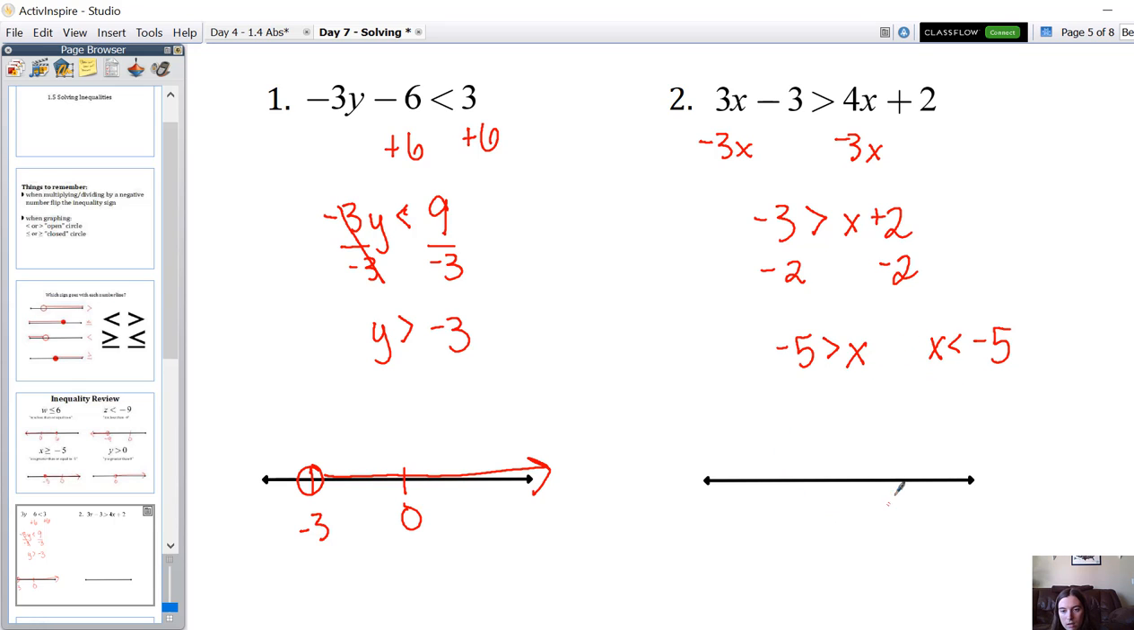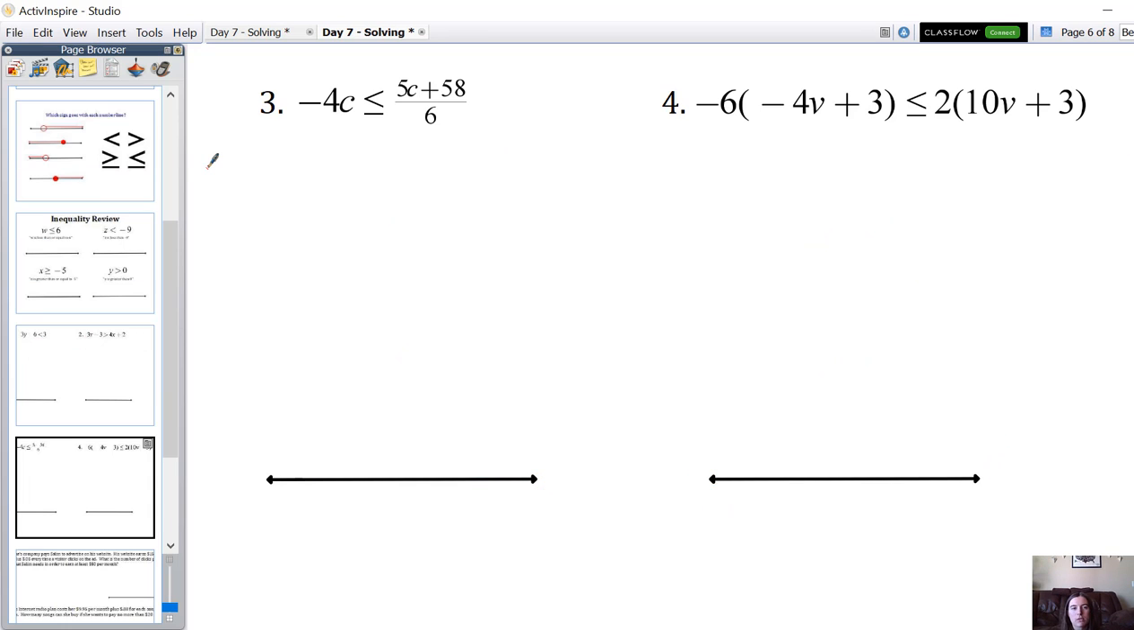So let's go ahead and graph that. Here's 0, here's negative 5. We want all of the x values that are smaller than negative 5. And we have a strictly greater than sign. So we're going to put an open circle at negative 5. And we want all of those values to be decreasing, so we're going to go to the left. Here are some more examples.